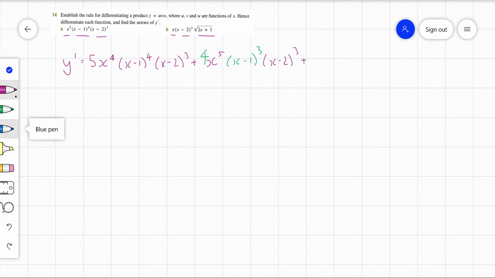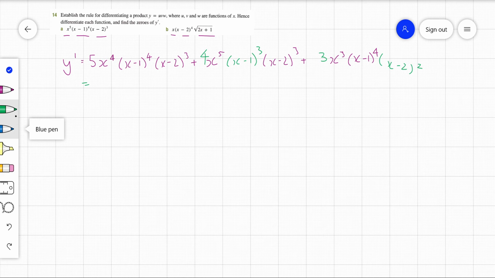Alright, and this time we're going to have the x to the 5, we're going to have the (x minus 1) to the 4, and this time we're going to differentiate the last one, which is 3 (x minus 2) squared. Okay, so we could just leave it like that, but the other thing is to have a look at what they all have in common.